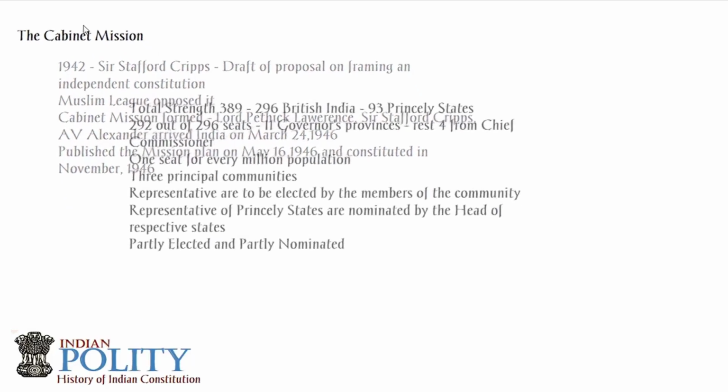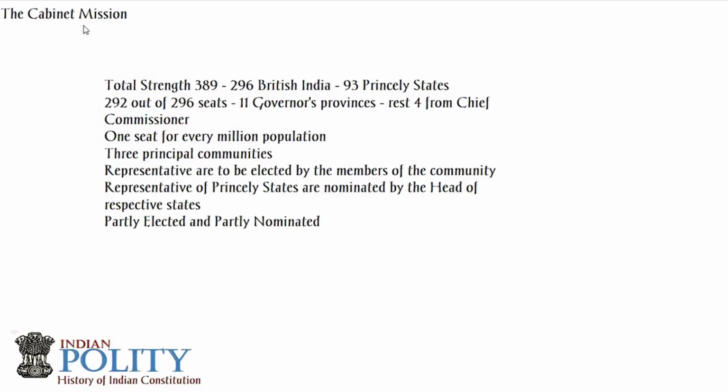According to the plan published by the mission, the total strength was to be 389. Out of these, 296 seats were allotted to British India and 93 seats to the princely states. Out of the 296 seats allotted to British India, 292 members were to be drawn from the 11 governors' provinces, which include Madras, Bombay, UP, Bihar, Central Provinces, Orissa, Punjab, North-Western Frontier Province, Sindh, Bengal and Assam, and 4 from the 4 Chief Commissioners' provinces, which include Delhi, Ajmer-Merwara, Coorg and British Baluchistan.